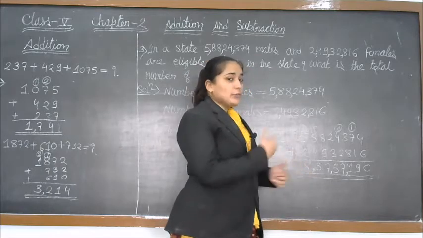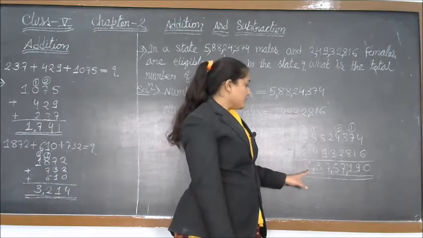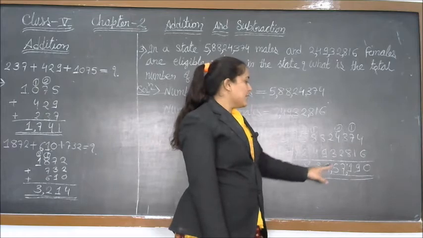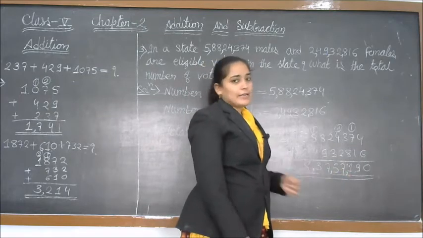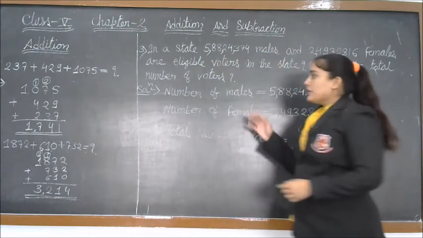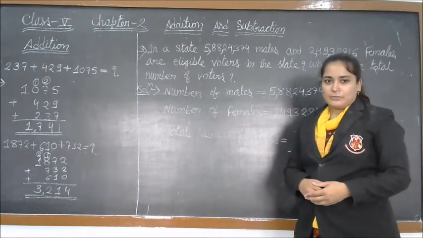So how many total voters are here? 8 crore 37 lakh 57,190. So students, we discussed addition.